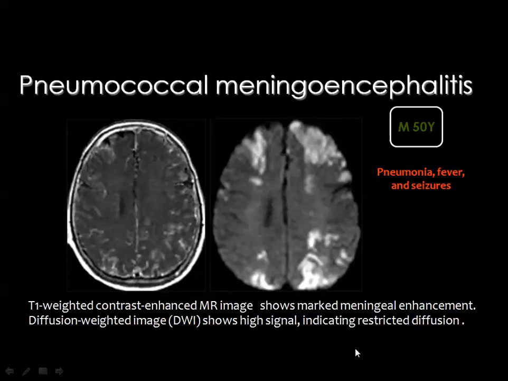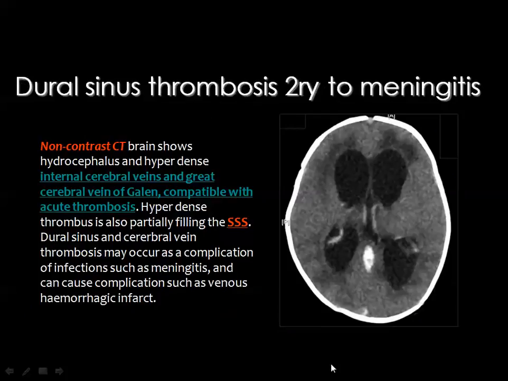And this is a case of meningoencephalitis, affection of the meninges as well as the related cerebral tissue. In the T1 post contrast, you can see this gyral pattern of enhancement. And in this diffusion weighted image, you can see the restricted diffusion in the involved parts of the brain parenchyma. Then, as I have mentioned, meningitis will result in some cases in dural sinus thrombosis.